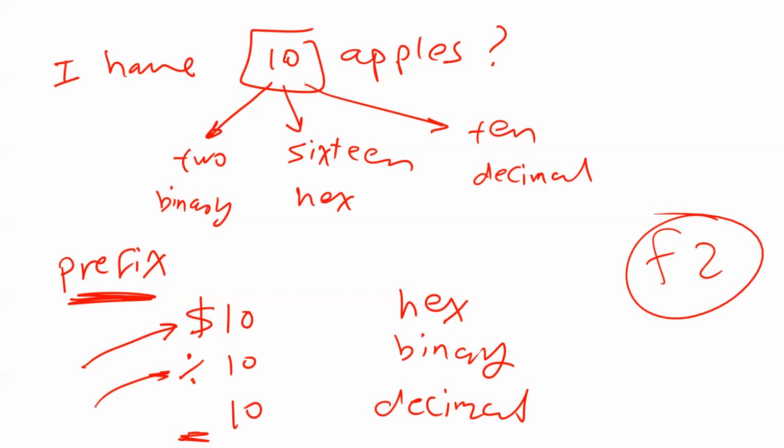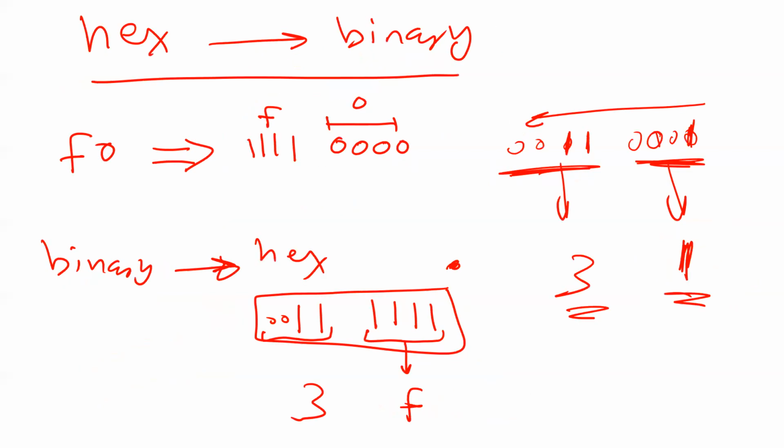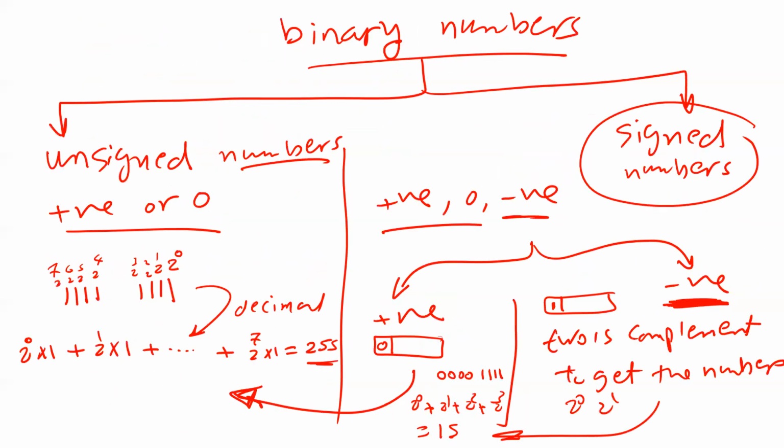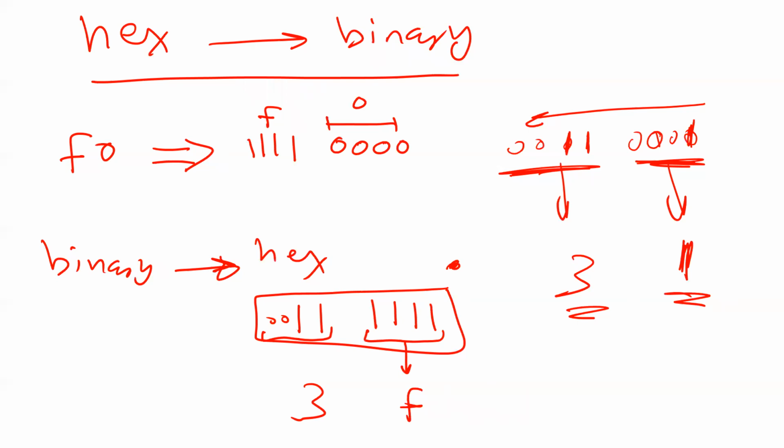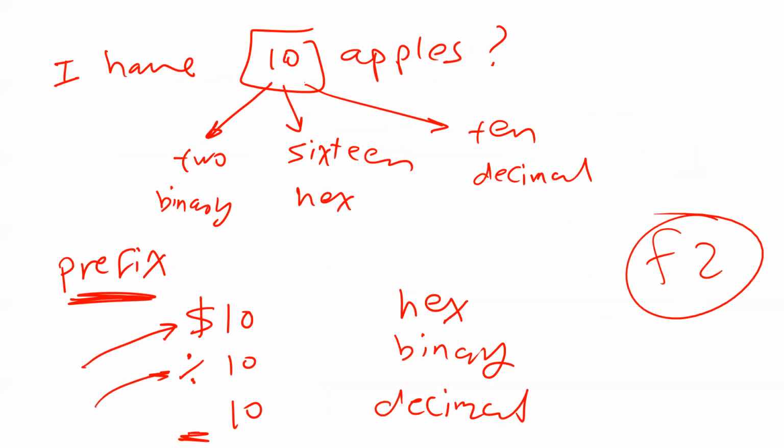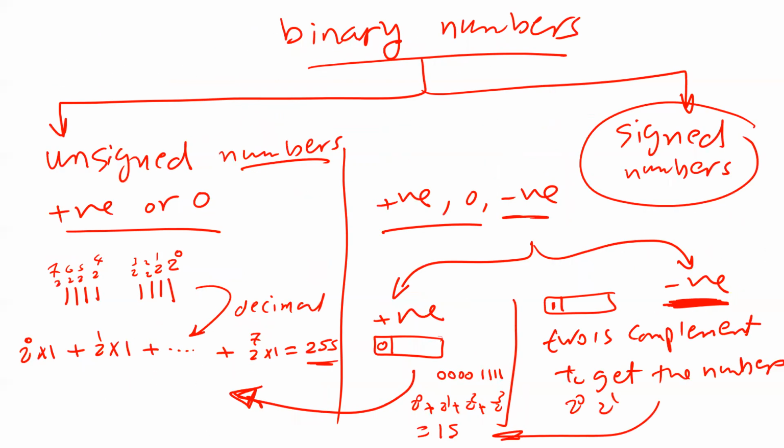I already explained how you can convert hexadecimal to binary or binary to hexadecimal. Now I'm going to explain how you can convert binary numbers to decimal. Sorry, I explained how you can convert hexadecimal to binary, binary to hexadecimal. I'm not sure if I said it correctly or not, but anyway, now I'm going to explain how you can convert binary to decimal and decimal to binary. Okay, so listen to me.